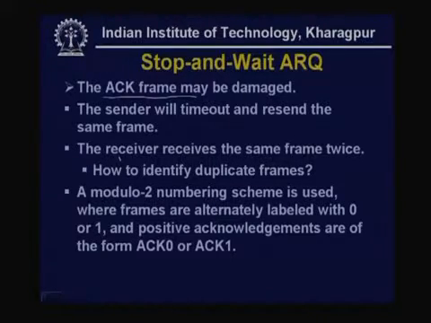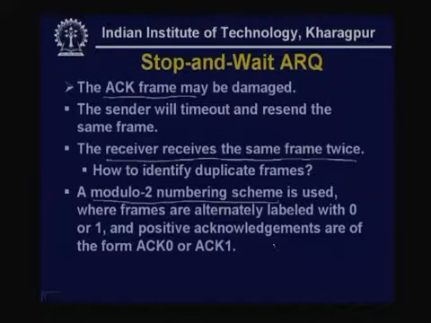Now, there is a possibility that whenever the acknowledgement is damaged or lost, the sender will retransmit it. So, there is a possibility that the receiver receives the same frame twice. How do you overcome that? That can be overcome by using a modulo 2 numbering scheme.